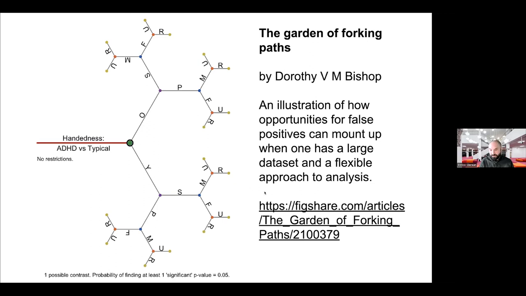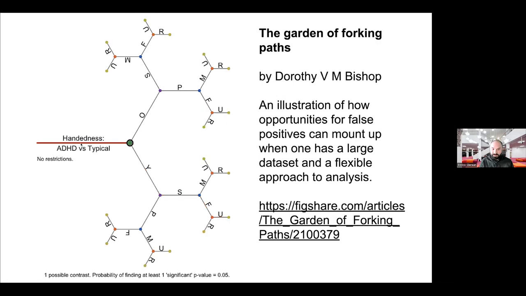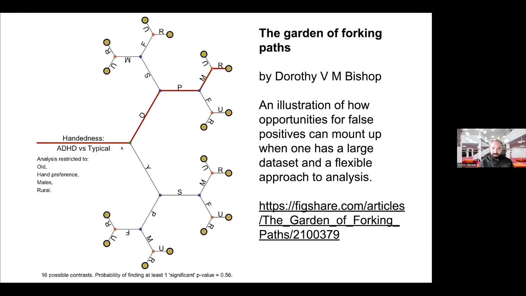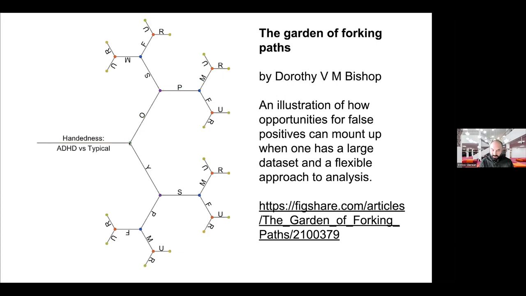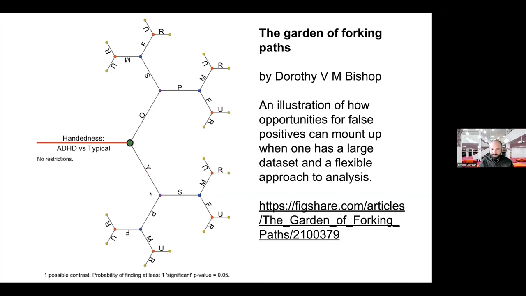Here is a nice figure from the Dorothy Bishop talk. This is called the Garden of Forking Paths. So this helps us to understand statistics. Let's imagine that they want to compare a group with attention disorder versus typical population subjects, human subjects. If you would do the statistical test at this point, you will compare all the people with the attention disorder versus all the typical people. You have a probability of finding a significant value equal to 0.05, basically.